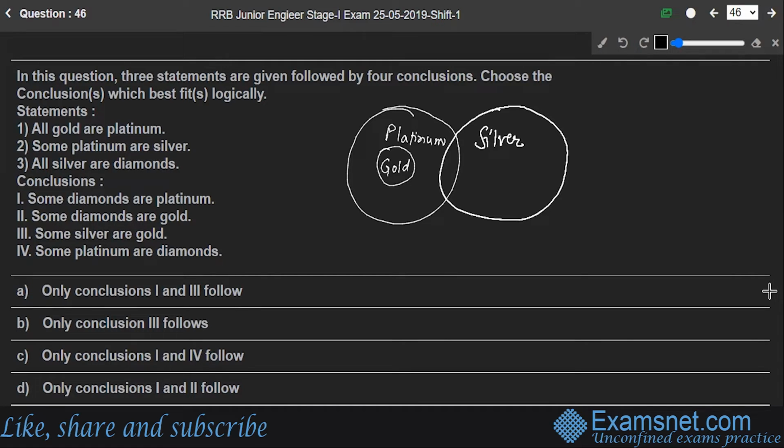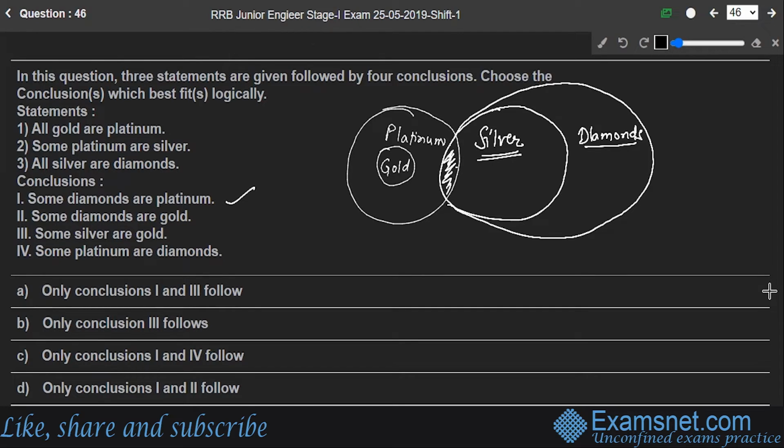Next, all silver are diamonds. So something like this will happen. All silvers are diamonds. Correct. Done with all the statements. Now let's move towards the conclusions. The first one is saying some diamonds are platinum. That's right. Some diamonds are platinum, because these are the diamonds which are silver, and these silver diamonds are platinum also. So this is true, correct.